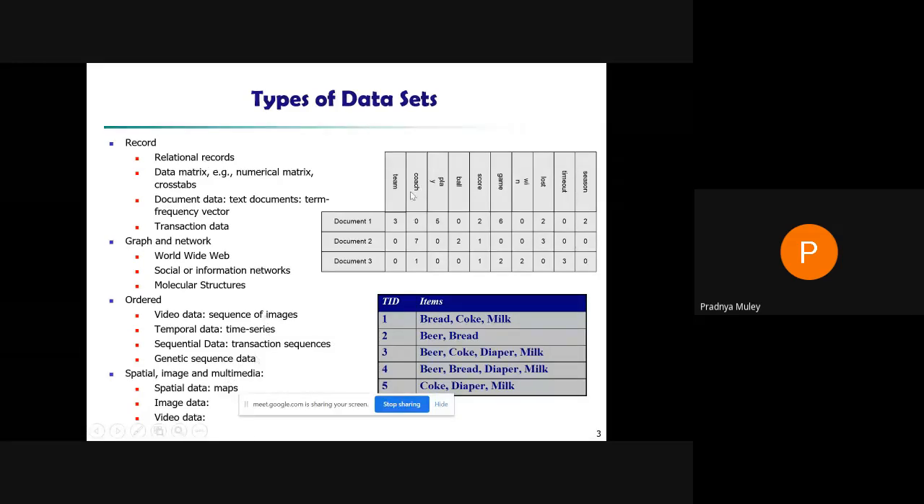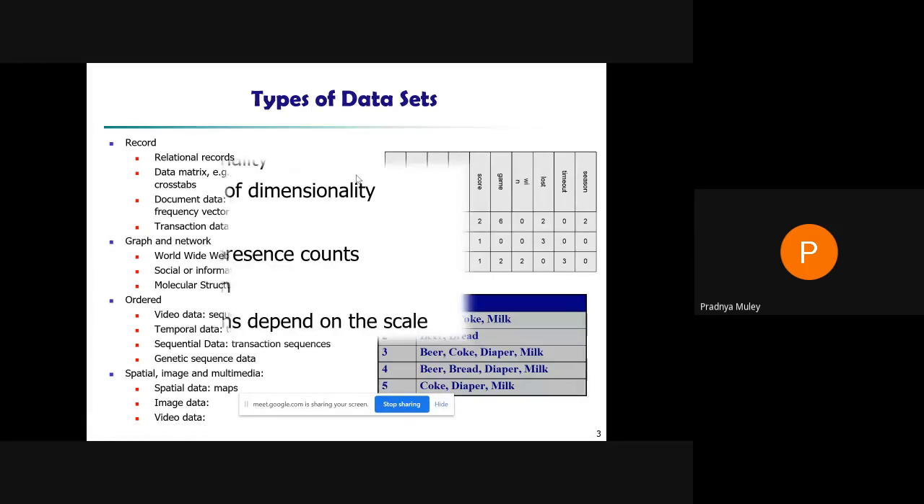Okay, this is a document wherein we are counting how many words are there, how many times one word has occurred in the document, and this is a transaction record, that is transaction ID and items purchased. So these types of records are all data sets.